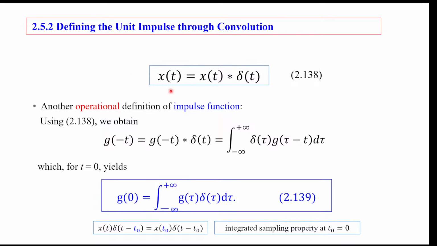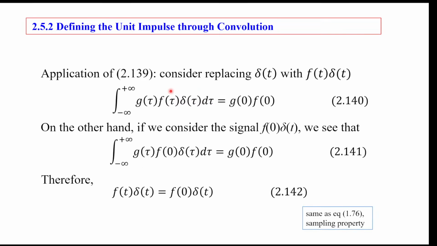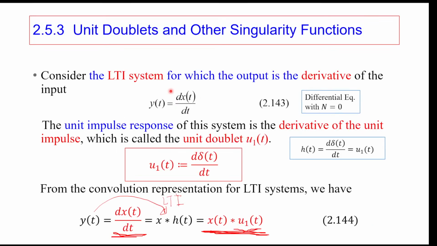Okay, and let's go to something a bit more interesting. Instead of delta function, let's define a new function, u1 of t, which is the unit doublet. Now we are going to play with the derivative of delta function, and this is something very weird. It is more singular than delta function, because delta function already has infinite height, so its derivative is going to be very infinite.